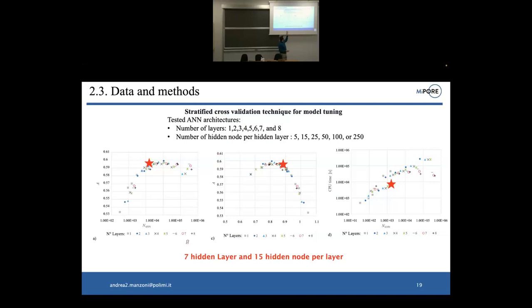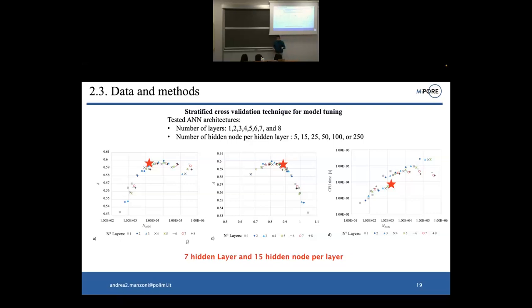So we have tested a number of layers that goes from 1 to 8, and a number of hidden nodes per layer that goes from 5 to 250 hidden nodes in terms of accuracy and computational cost. Here the big red star represents the neural network that we have selected at the end, that has 7 hidden layers and 50 hidden nodes. And it was one of the neural networks that provide us one of the highest values of accuracy, but it was able to not have a very big computational cost.